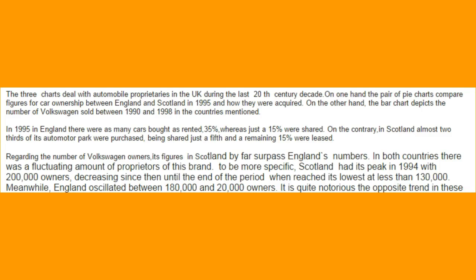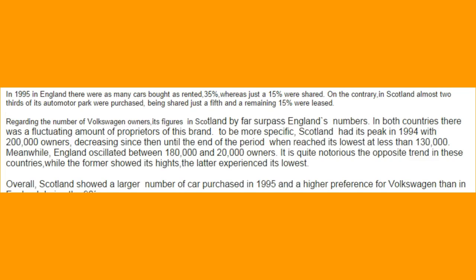In 1995, there were as many cars bought as rented, 35%, whereas just 15% were shared. On the contrary, in Scotland, almost two-thirds of its total cars were purchased, a fifth being shared, and the remaining 15% were leased. Okay, that's very good though. It's a good, precise, and quite accurate summary of the pie charts. Well done. You picked out the main details and you managed to do some comparing and contrasting.